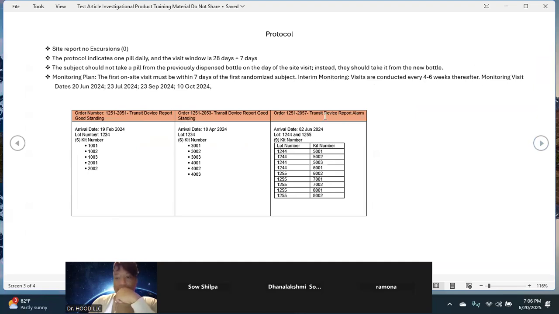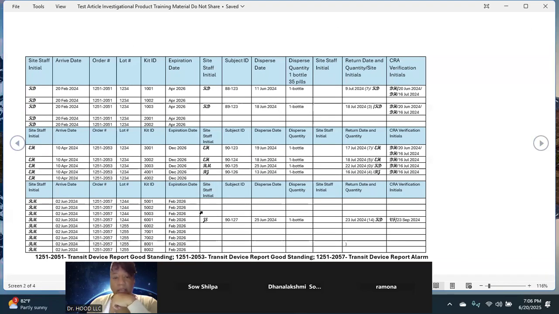Read that top line. 2057. So it wasn't the right temperature. It was not the right temperature. And read up here. It needs to be quarantined. Site did not report any excursions. Yeah. And go back to this. Guess who got that drug?